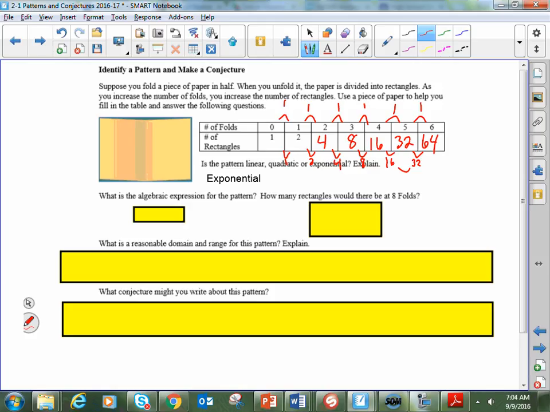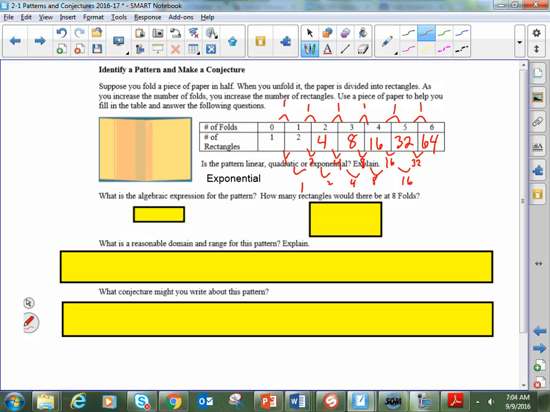And 32 minus 16, well, that's 16. Here I have an 8. Here I have a 4. Here I have a 2. And here I have a 1. So the second differences aren't constant either. So it means it cannot be a quadratic function either.